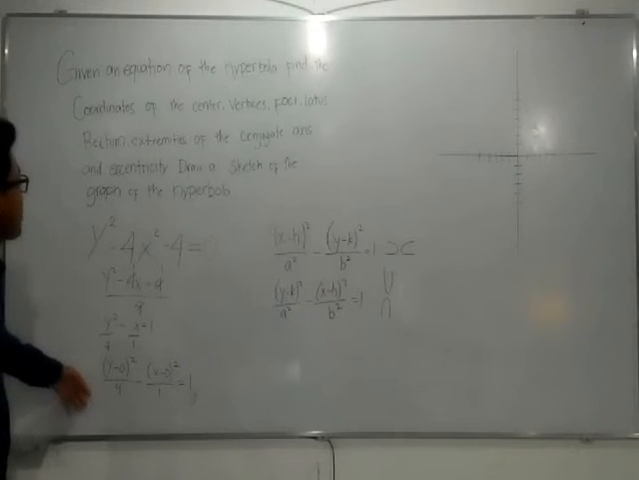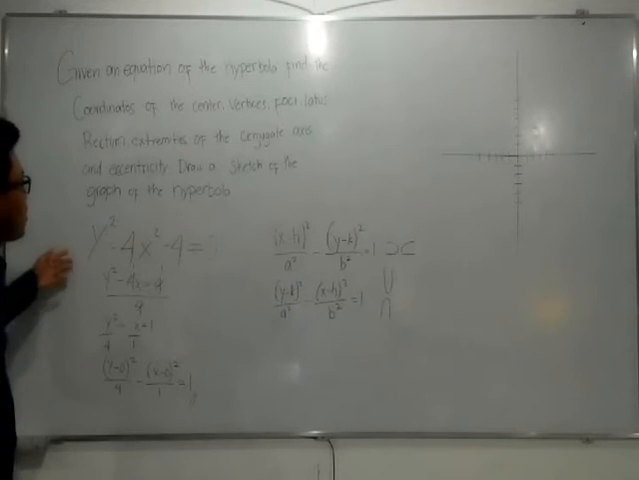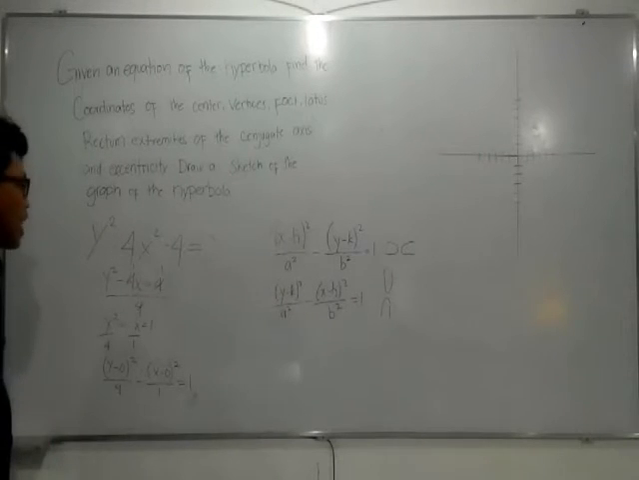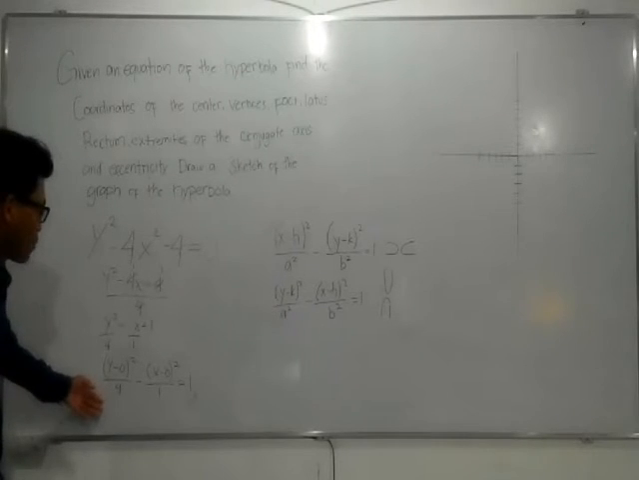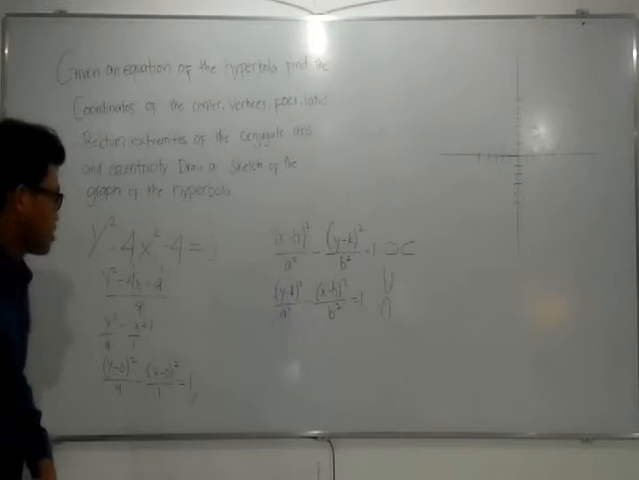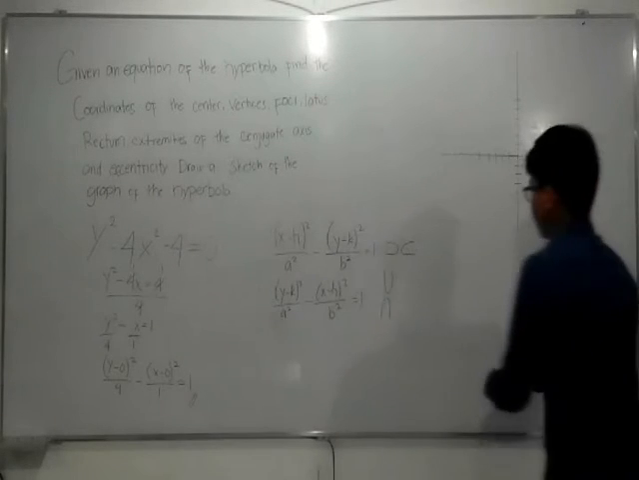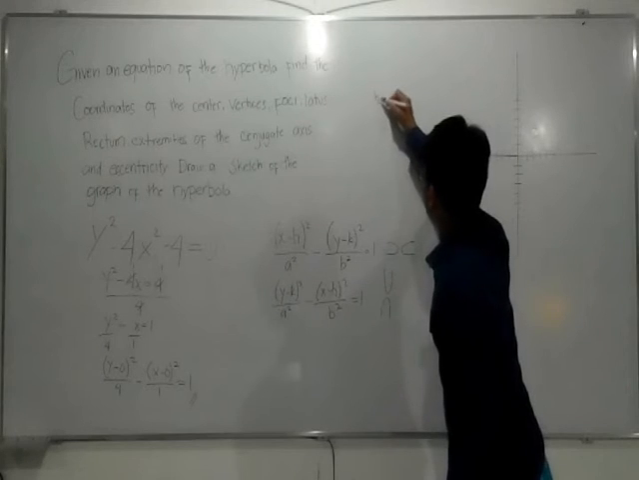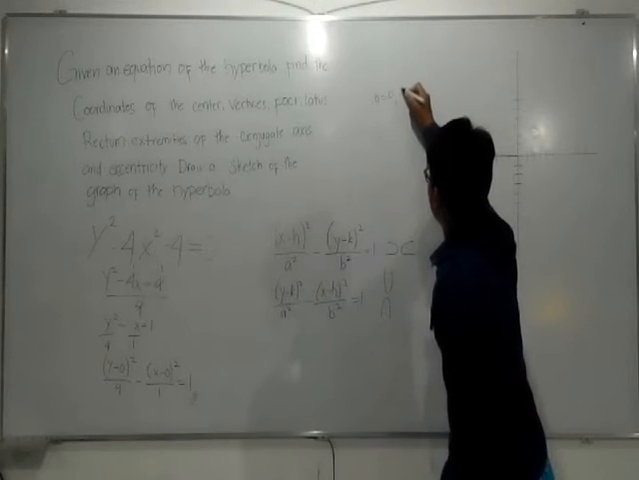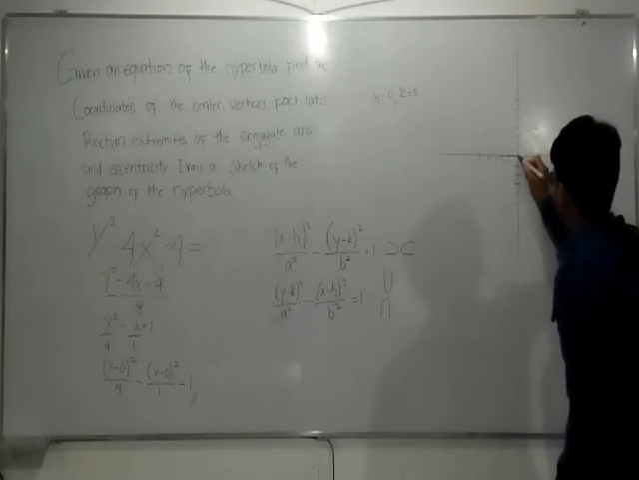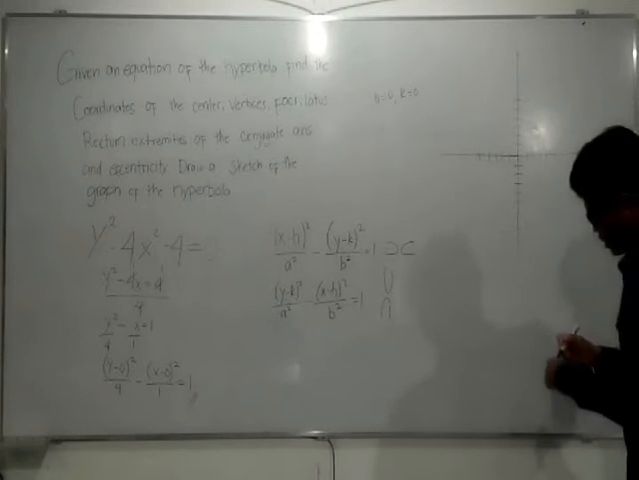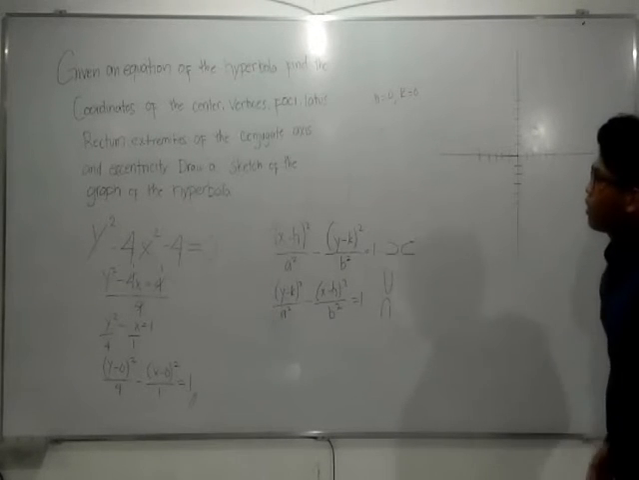Okay, it says find the coordinates of the center, vertices, foci, latus rectum, extremities of the conjugate axis, and eccentricity. Draw a sketch of the graph of the hyperbola. So we can now draw the hyperbola using our standard form. Our h and k are 0 and 0. Here is the center of our hyperbola. So it is there.